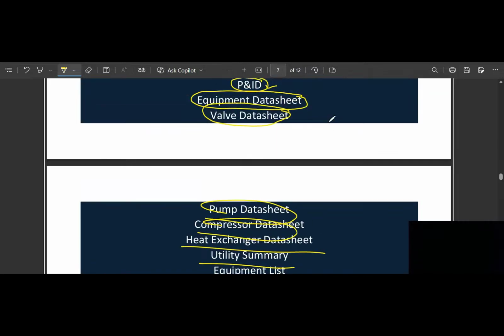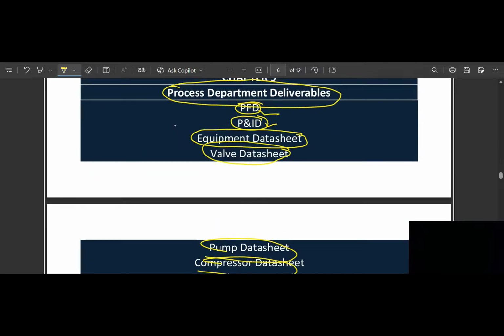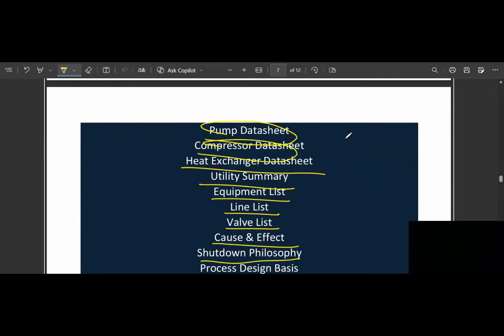Okay, so you should know these things. Okay, we are responsible for PFD, PNID, equipment data sheet, valve data sheet, pump data sheet, compressor data sheet, heat exchanger data sheet, utility summary. Okay, in utility summary, like water, cooling water, chilled water, air, nitrogen, okay, steam. These are the utilities required in the process plants.